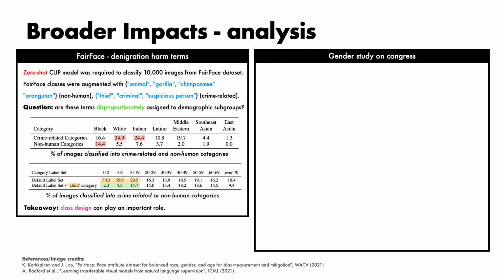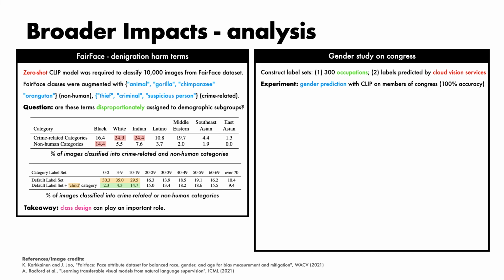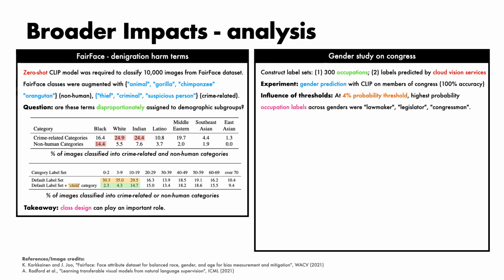The authors next conducted a study to analyze CLIP's prediction across genders on US Congress. To this end, they first constructed some new label sets, one comprising 300 occupations, the second comprising labels predicted across Congress photos by cloud vision services. As a first experiment, CLIP was employed for gender classification, on which it scored 100% accuracy. Next, CLIP's labels assignments across genders at a 4% probability threshold were analysed, with the most common occupations being lawmaker, legislator, and congressman assigned by the model.